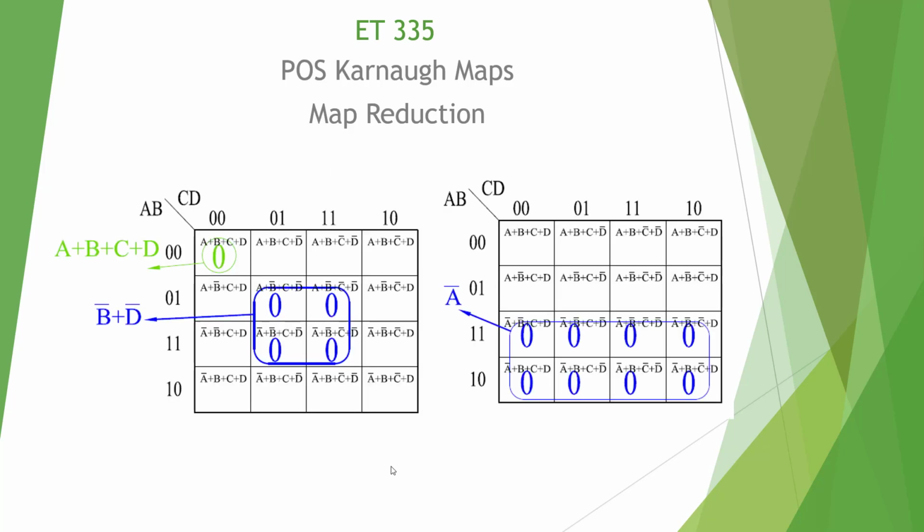Here are more 4 by 4 reductions. So if we have a single, we're going to keep it as is. A group of 4, again, is going to drop out to 2 variables. And if we have a group of 8, it will drop out as just 1 variable. So here A bar is the only one that doesn't change.